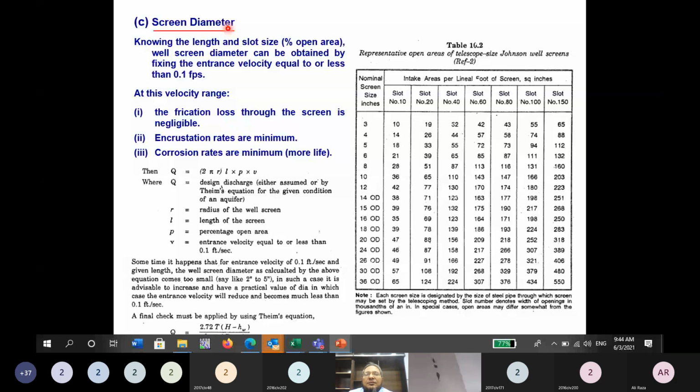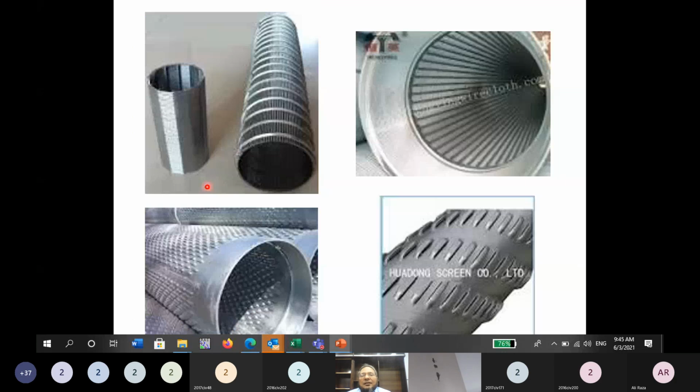Here in table 10.2, the nominal screen size is given, along with intake area per linear foot of screen. Different slot numbers are given, and from there we can select. But anyway, this is the basic concept. These are some figures of the screens, maybe steel screens or PVC screens, which we provide, and the water enters from these screens.